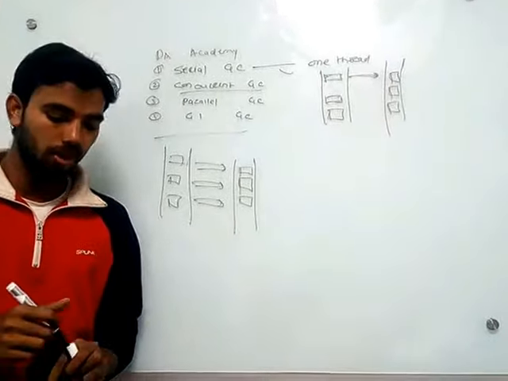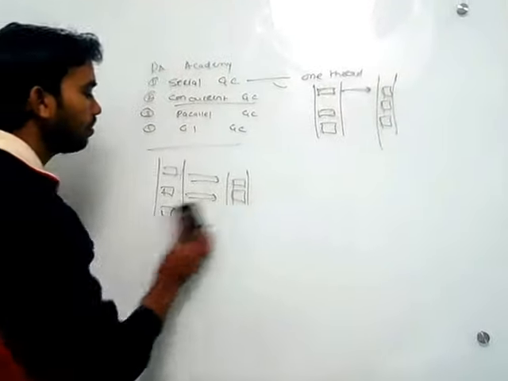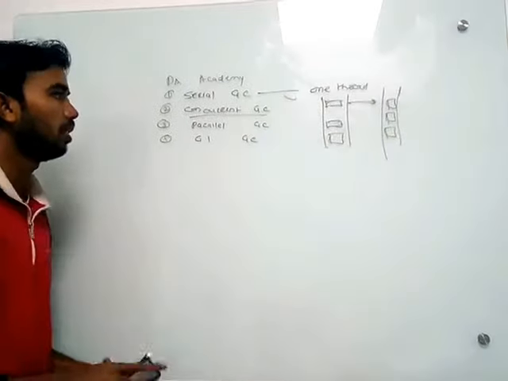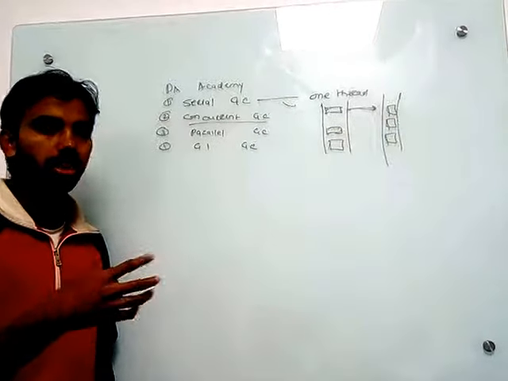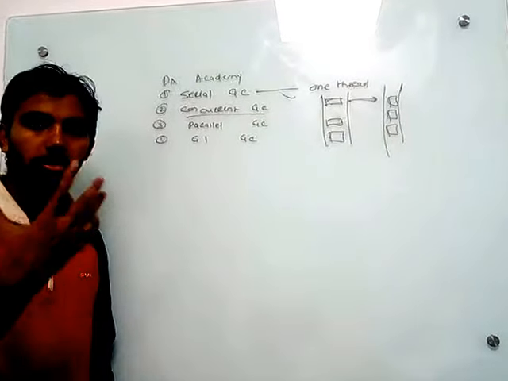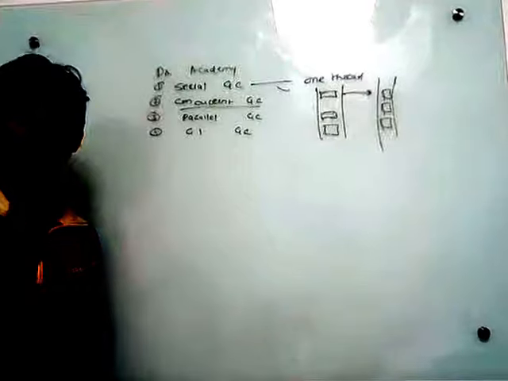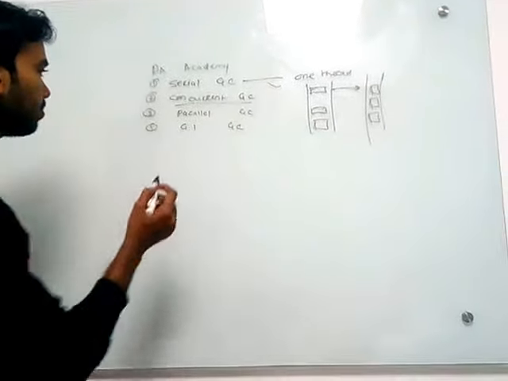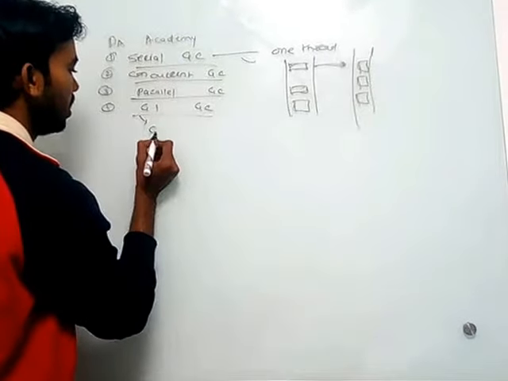Now parallel GC. In parallel GC, it will mark the objects in parallel, and the process of mark and unmark and moving from one generation to the second generation will happen as a parallel process. Now the most important one is G1.